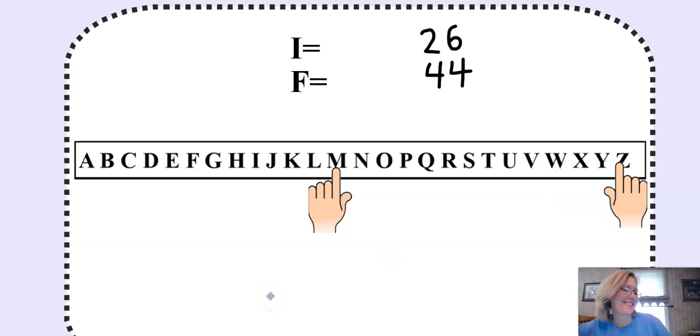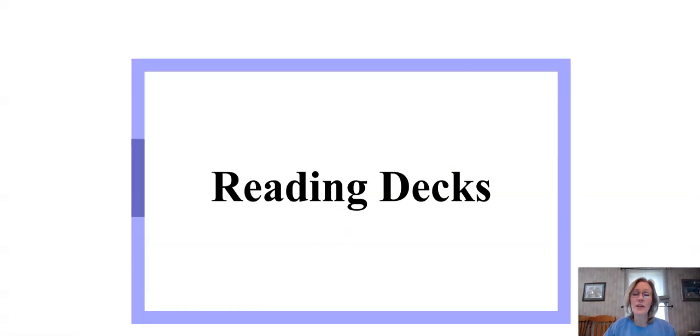Good work. All right. So, once again, let's review. What's the initial letter of our alphabet? A. What's the final letter of our alphabet? Z. And what are the two middle letters of our alphabet? M and N. Good.